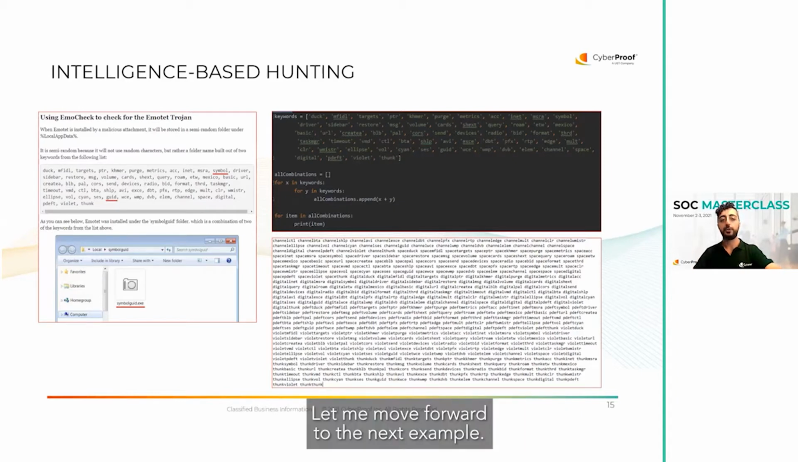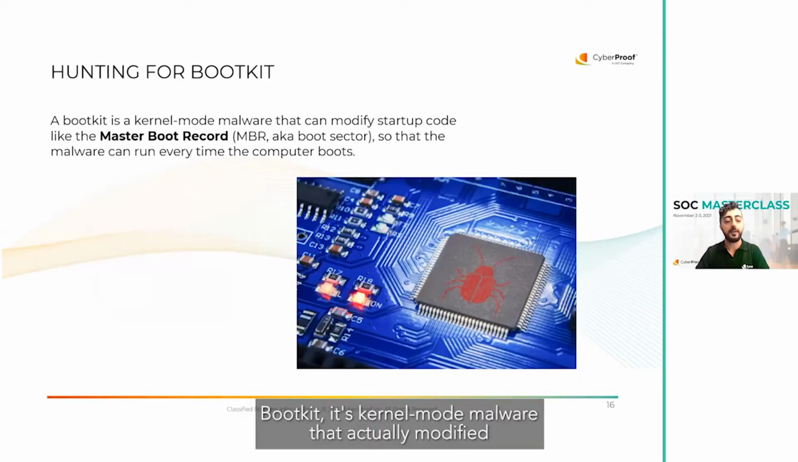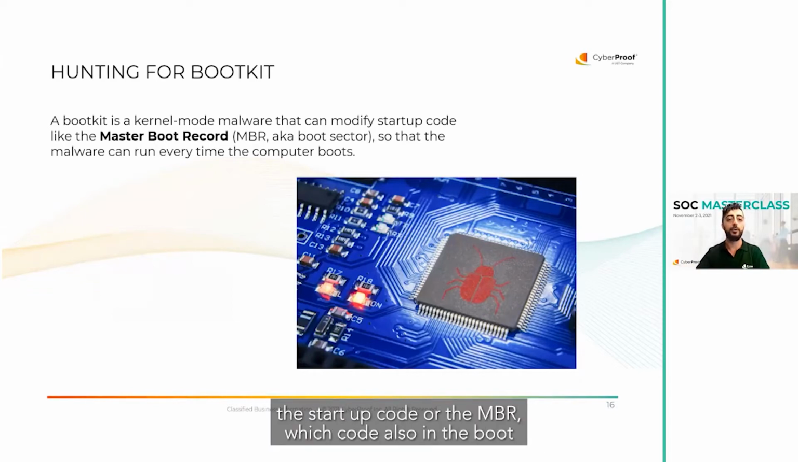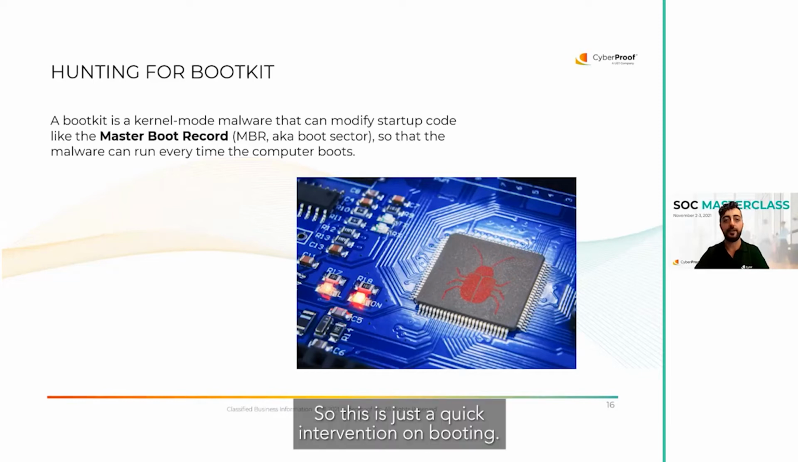Let me move forward to the next example. But before that, I guess we need to give just a brief introduction to BOOTKIT. BOOTKIT is a kernel mode malware that modifies the startup code or the master boot record, the MBR, which is also called the boot sector in the drive. It enables the malware to have persistence in order to run every time that the computer boots. So this is just a quick introduction on BOOTKIT.